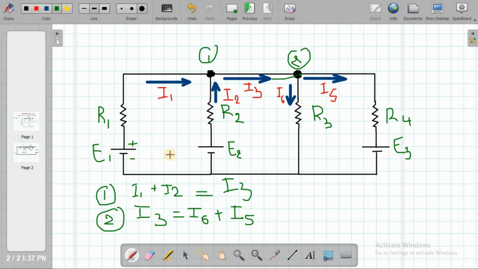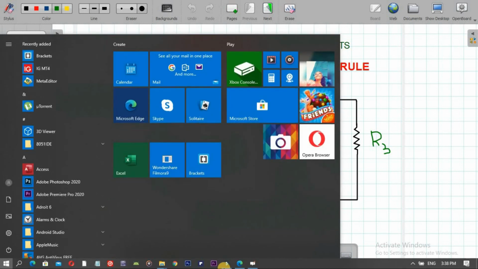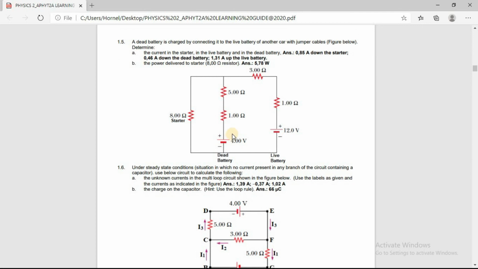So in general, in a simple way, this is the junction rule, one of the concepts of Kirchhoff's law. It is simple, but you must understand this concept to be good, or to kill this unit, especially since we're going to deal with this type of circuit where we have 2 voltages. So you need to understand the concept of node and the concept of loop.